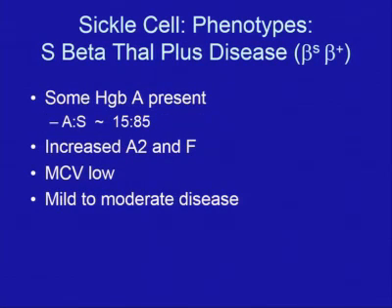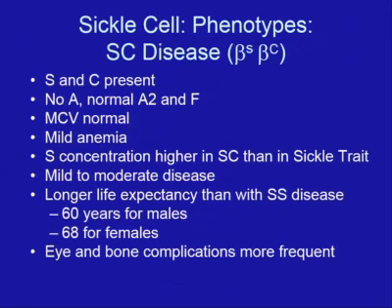When you make a little bit of beta, so S-beta plus, these patients really tend to do pretty well most of the time. You've got that extra A2 and F, just like you would with a beta plus thalassemia. The MCV is low, just like a beta plus thalassemia, but they tend to be more mild to moderate disease. So these aren't the patients that are always in the hospital for the most part.